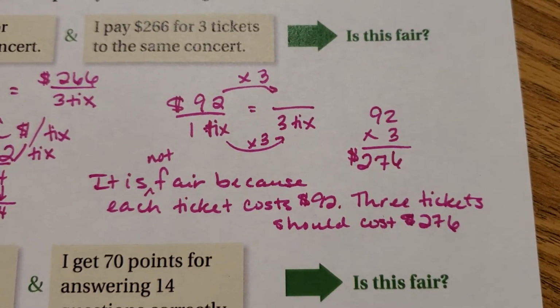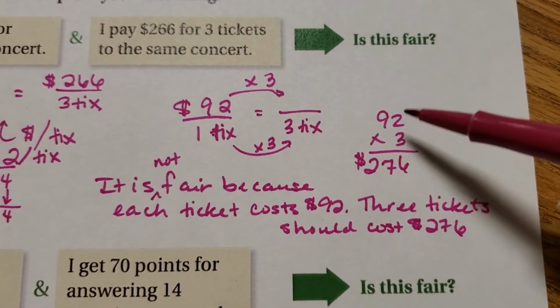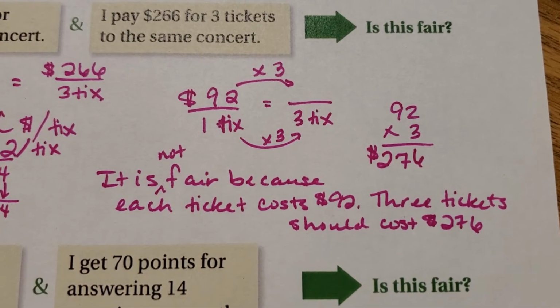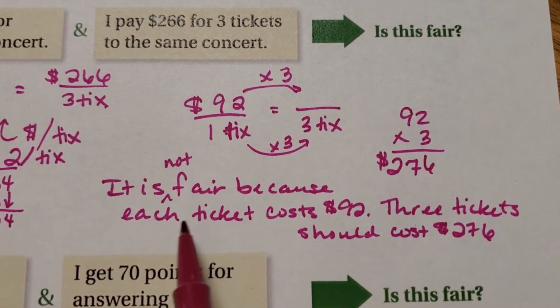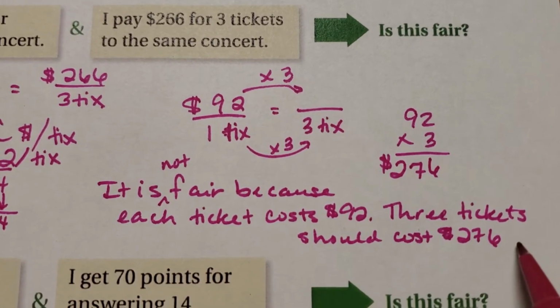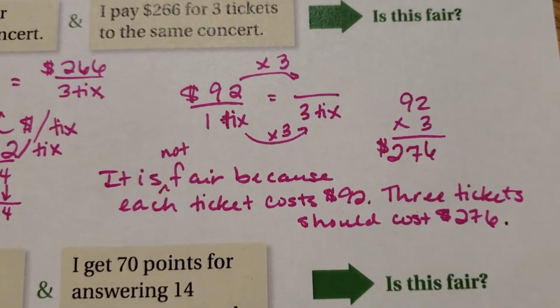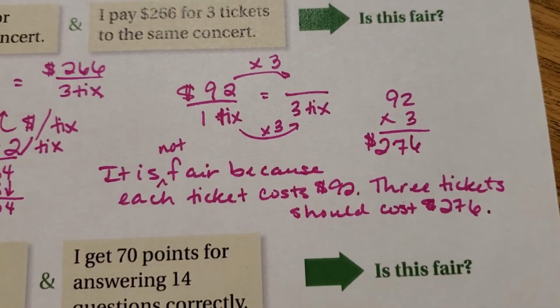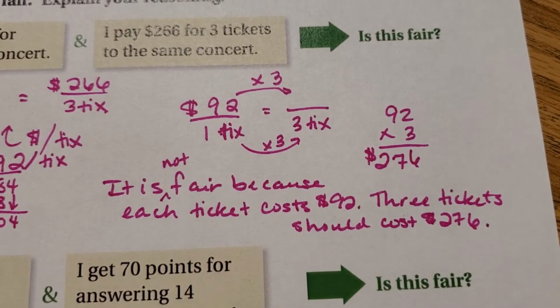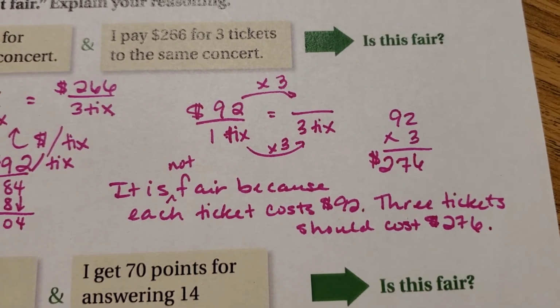Okay, we did our work. At $92 each, 3 tickets should cost $276. So this is not fair because each ticket costs $92. 3 tickets should cost $276. Now you should probably tell yourself, hey, that is fair. It's fair for me because I got a discount. But it's not fair to the person selling the tickets unless that's what they wanted to do.